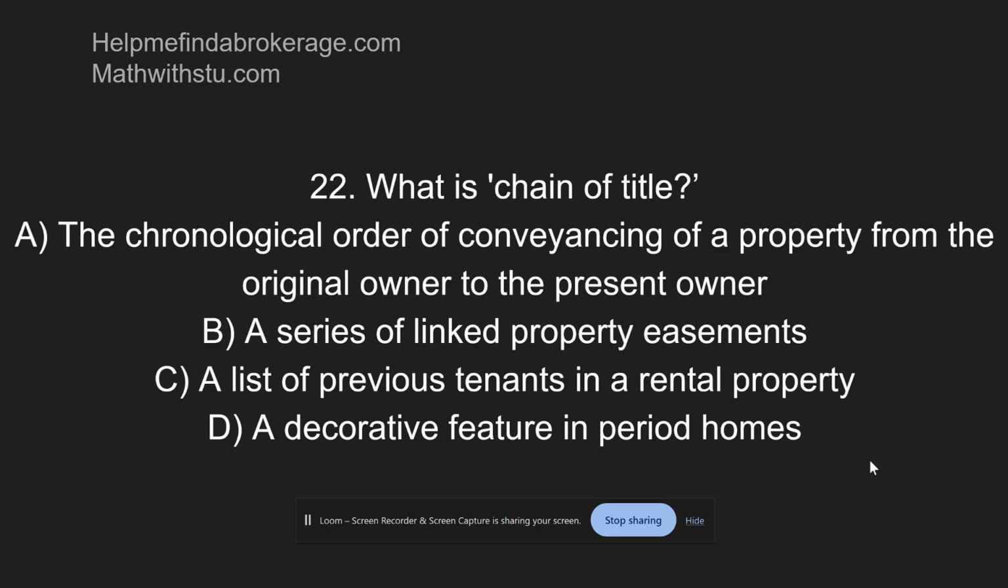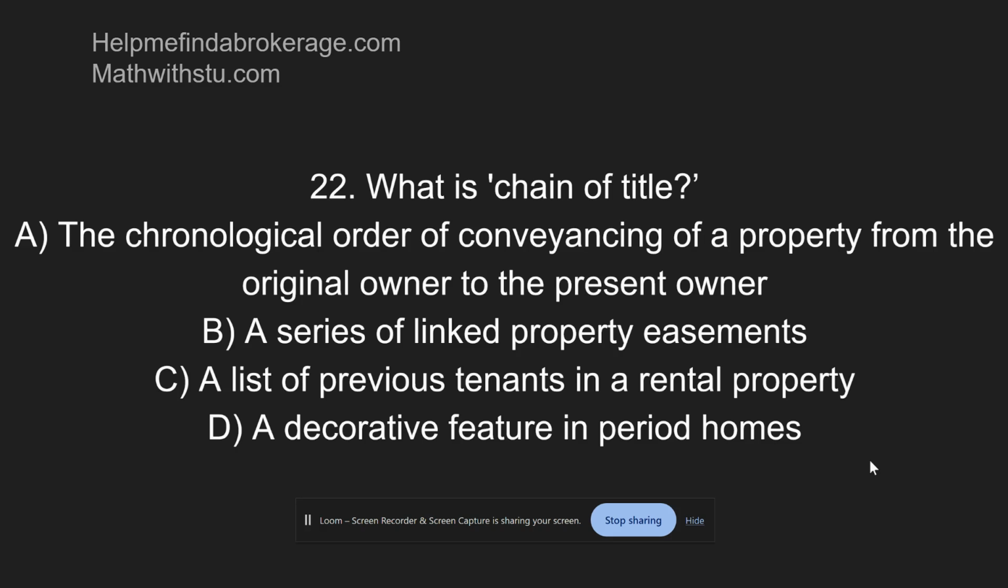This one says, what is chain of title? A, a chronological order of conveyancing of a property from the original owner to the present owner? B, a series of linked property easements? C, a list of previous tenants in a rental property? Or D, a decorative feature in period homes? What say you in the chat? Type something in there. Tell me what you think this might be.